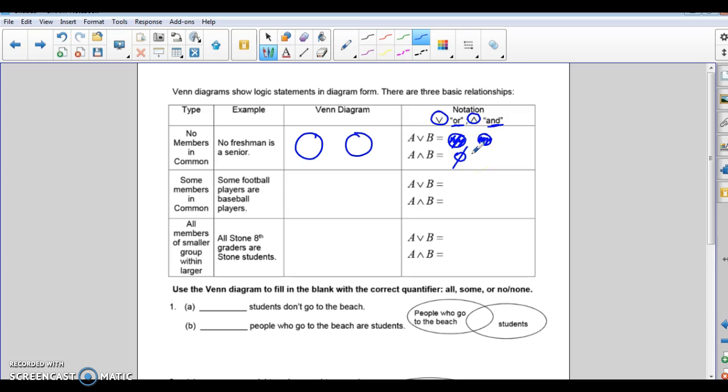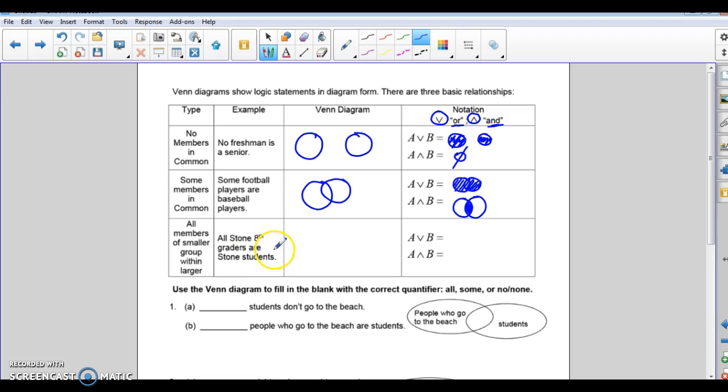Okay, how about some members in common? What does that mean? Some football players are baseball players. That's where we have an intersection. So A and B do have an intersection. A or B is the union of it all together, so we shade everything all together like that. Now, next one is A and B. That's the intersection. They do have something in common, which is right in the middle.